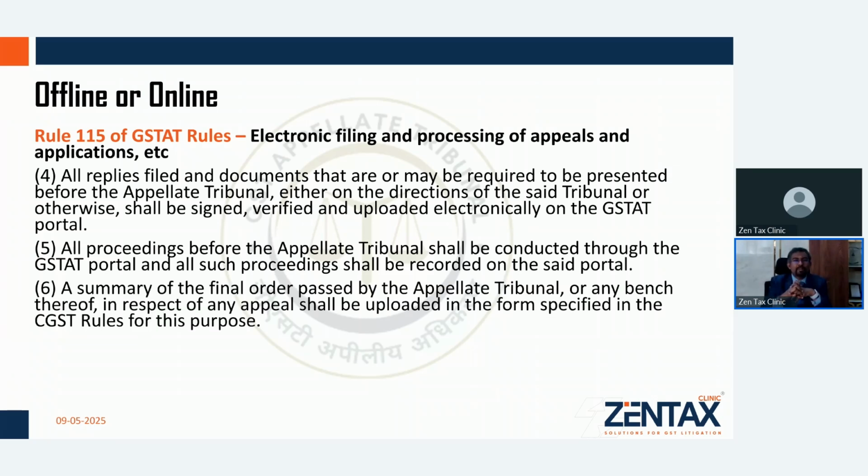A summary of the final order passed by the appellate tribunal or any bench thereof in respect of any appeal shall be uploaded in the form specified in the CGST rules for this purpose. So whenever they talk about CGST rules, then you go back to the parent rule, which is the CGST rules. Otherwise, it talks about the GST Appellate Tribunal procedure rules.